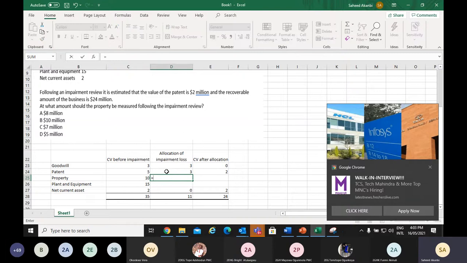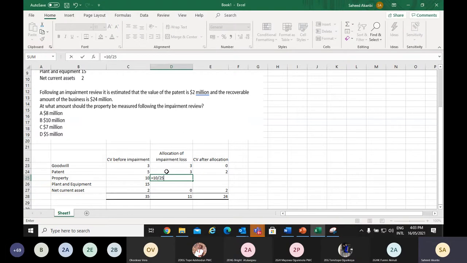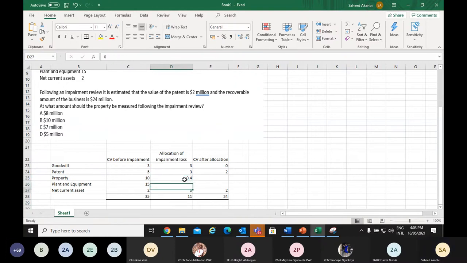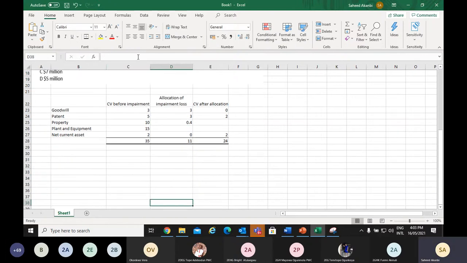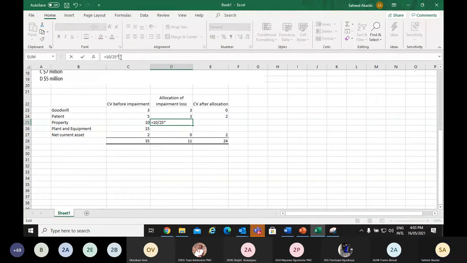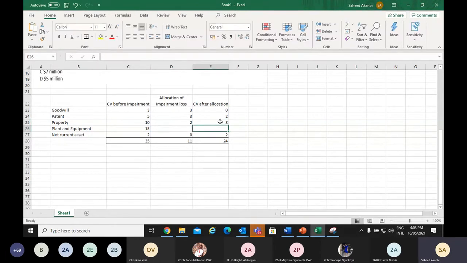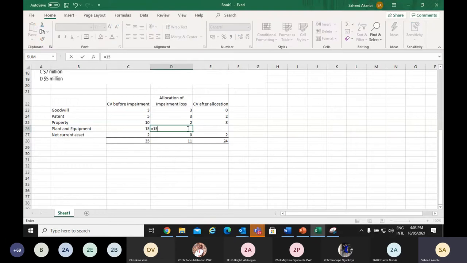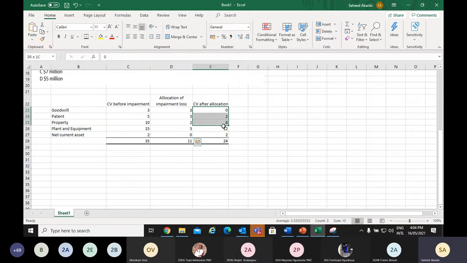So what do I do? I will say 10 divided by 25, multiplied by 5. This will give me 2. That means the carrying value here is 10 minus 2, which gives me 8. This one will be 15 divided by 25 multiplied by 5, which gives me 3. 15 minus 3 will give me 12. So if I add up this, it must give me 11. Fantastic. If I add up this, it must give me 24. Fantastic.